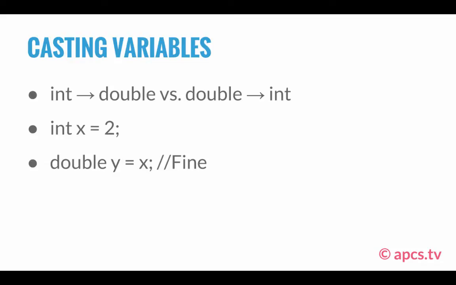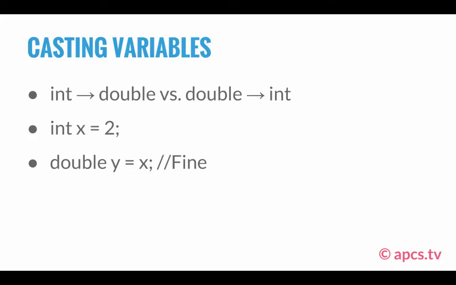Now let's take a look at casting variables. This is a very, very important concept, and it may not be as simple as everything else we've gone over today, but the important thing is that there's two things you can do. Let's say that you have an integer variable and you want to convert it to a double variable, and then you have a double variable which you want to convert to an integer variable. So an integer variable can be converted to a double variable very easily.